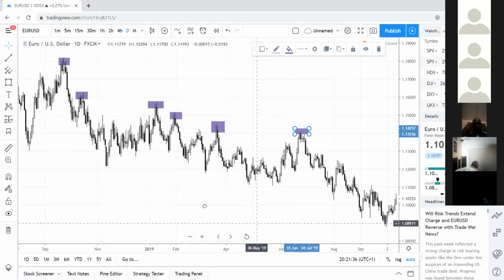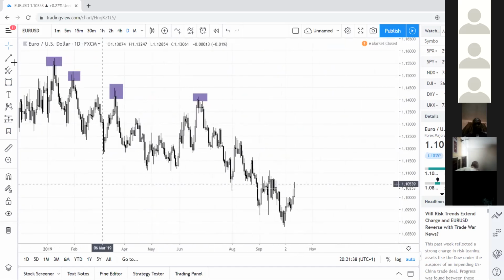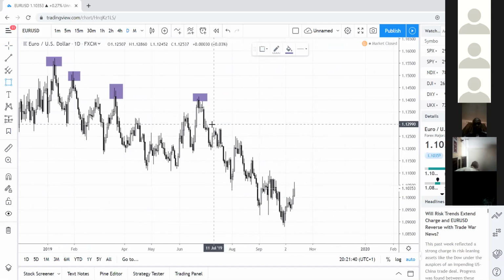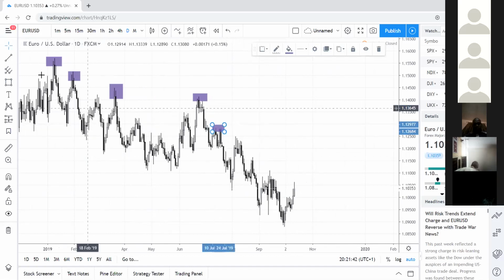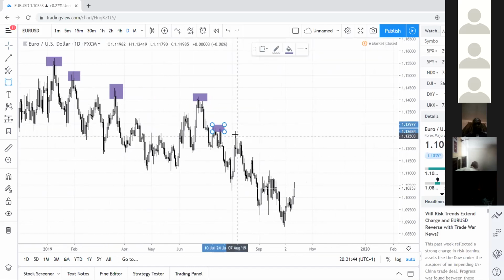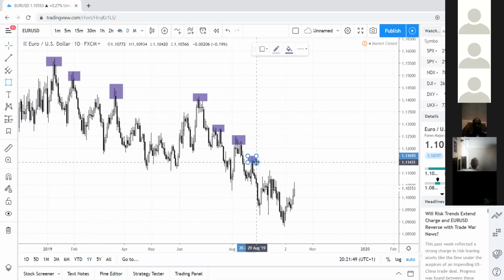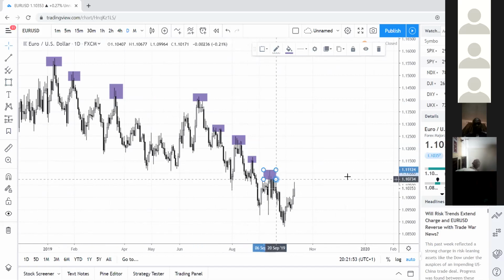All right, let's move to this point. Look at this, another what? Resistance. This is another resistance. This is another resistance. This is another resistance. So do you understand what I mean by resistance now? We got to the point and reversed. They couldn't continue. That means there's a resistance at that zone.